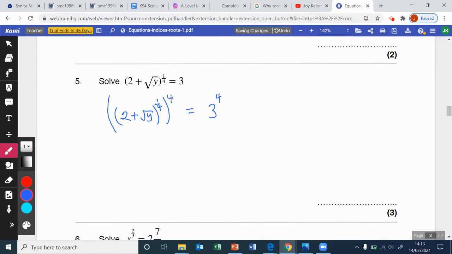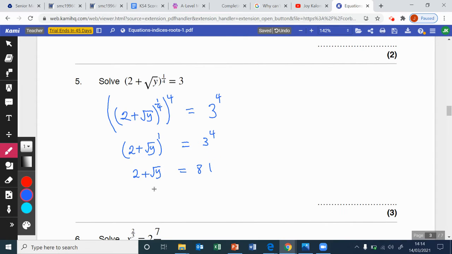On the left-hand side, remember using the index law, the 4 multiplies with a quarter to make 1. So that becomes 2 plus the square root of y to the power of 1, which is equal to 3 to the power of 4. But anything to the power of 1 is just itself. So we have 2 plus the square root of y is equal to 3 to the power of 4, which is 81. Okay, hopefully that made sense.